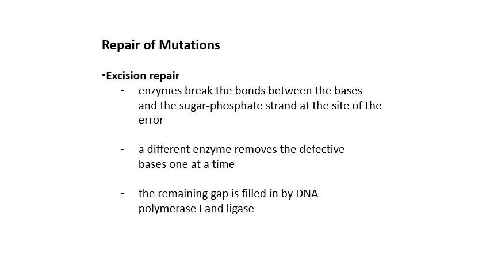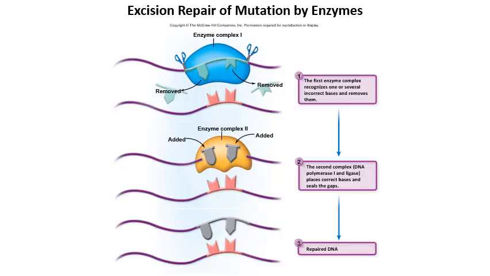Right, so the main process here for repair of mutations is called excision repair. And excision repair means we're just reading that DNA strand, and when we see an error, we're going to use an enzyme to cut out the bad letter and put in the good letter. So here's what that looks like.